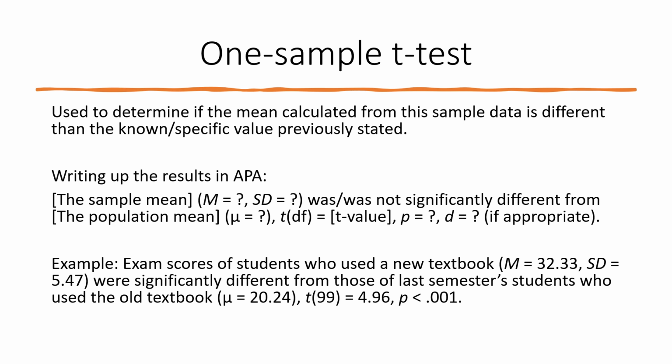So how would we write up something like a one sample t-test? Which, as a reminder, is used to determine if the mean calculated from a sample is different than the known or specified value previously stated.